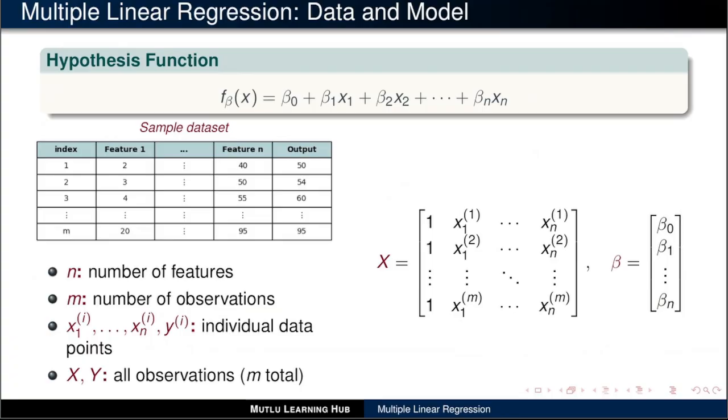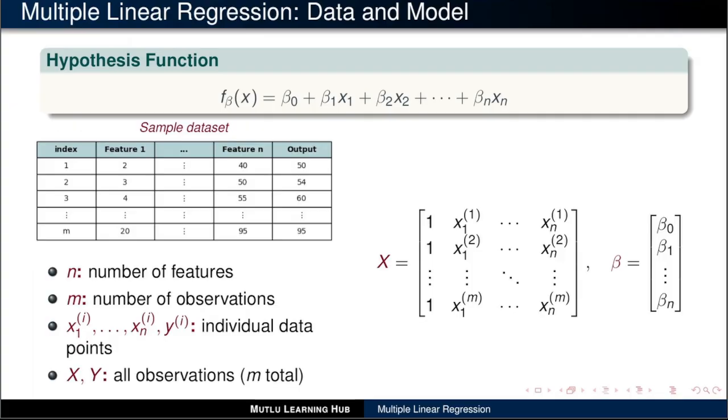Now let's connect the math to data. Here is a sample data set with multiple features. Here each row represents one observation and each column is a feature like study hours or sleep. And here n is the number of features, m is the number of observations, and x1^i, xn^i are individual data points, and y^i is the individual outcome data point.